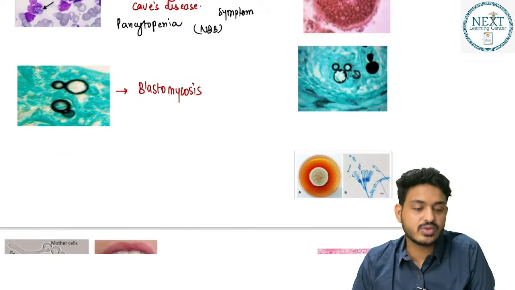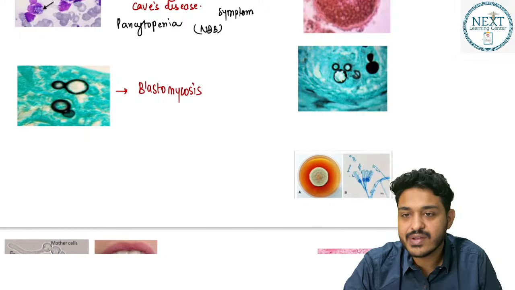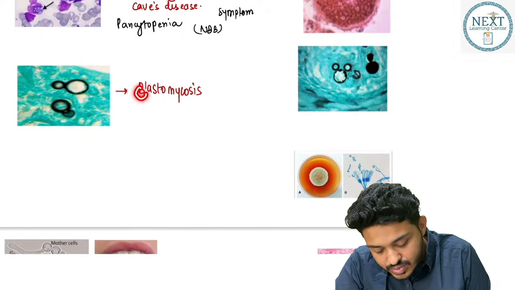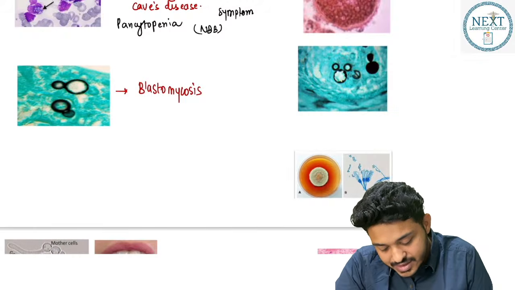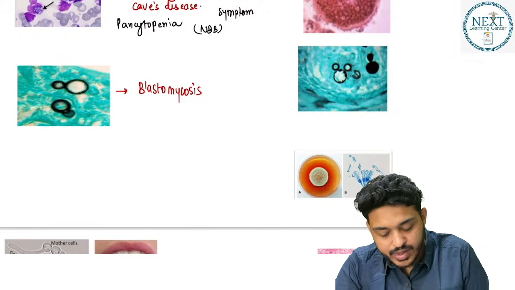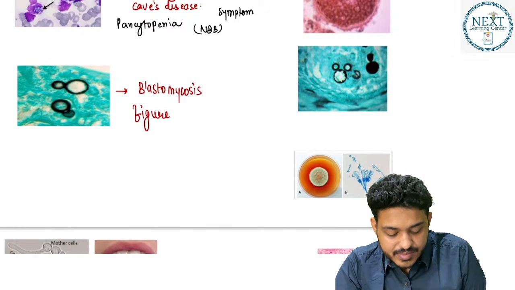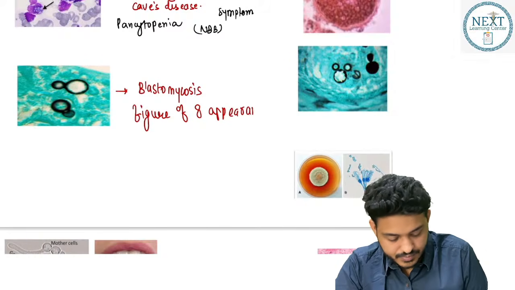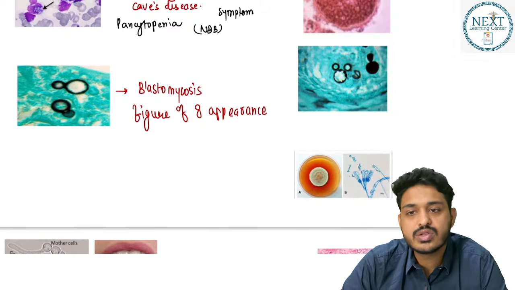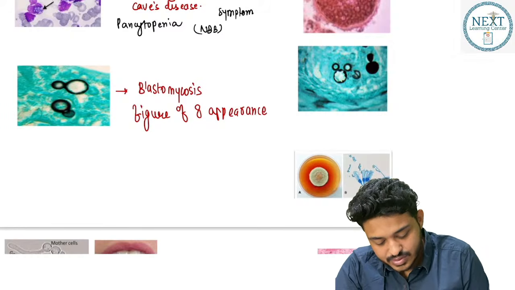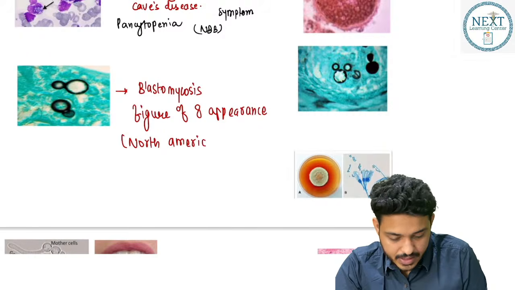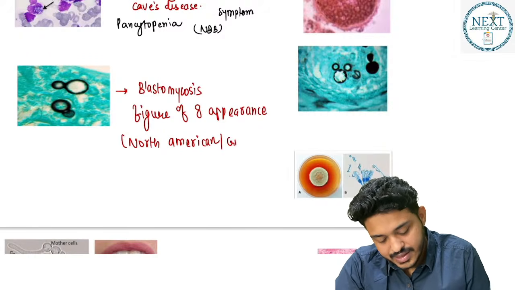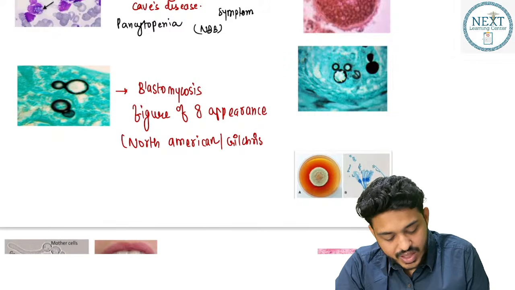Blastomycosis. This is your blastomycosis. This blastomycosis will be having what? You can appreciate this bud is looking like 8. This particular one is going to have a figure of 8 appearance, right? This disease is also known as North American disease, Gilchrist disease, and Chicago disease.